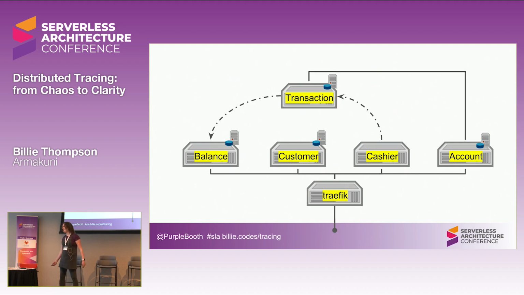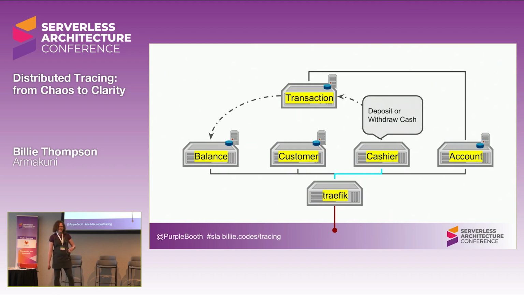So let's talk about the cashier service. The request comes into Traefik again. The request goes to the cashier service, and you'll notice the cashier service doesn't have any state. Now, the cashier service is responsible for taking and receiving money. So when someone makes a transaction, it goes into the cashier service.